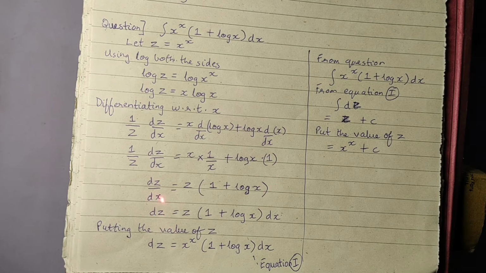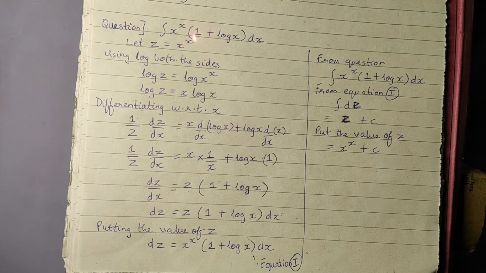So this if you take on the opposite side, you will get dz equal to z, bracket open, 1 plus log x, into dx. Okay, so this, if you see this term, you can see, and you can compare this with this term.